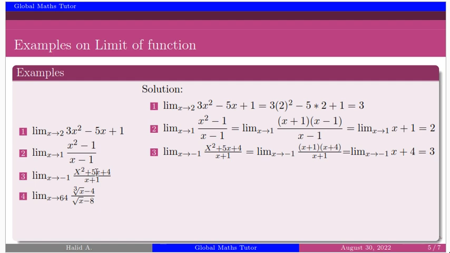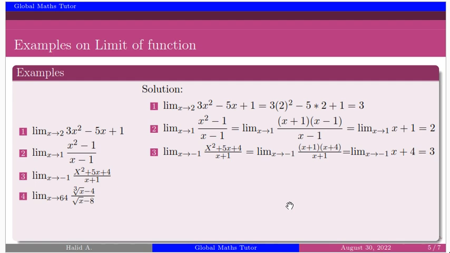Let's check it. x squared plus 5x plus 4 is a quadratic function and it can be factored as x plus 1 times x plus 4, since their product is 4 and their sum is 5, and 1 and 4 satisfy this. So x plus 1 will be cancelled, and finding the limit of this function is the same as finding the limit of x plus 4 as x approaches minus 1. So it gives 3.